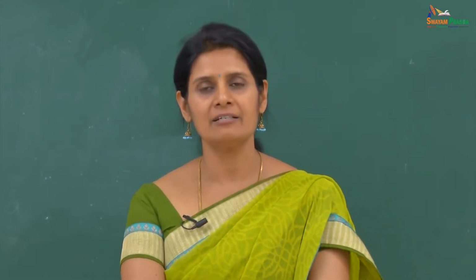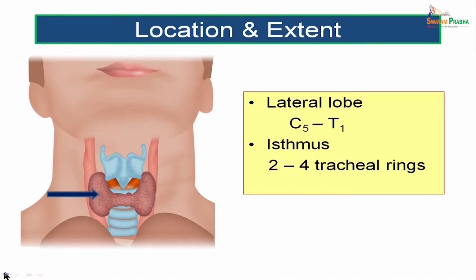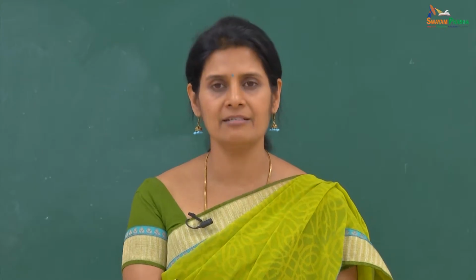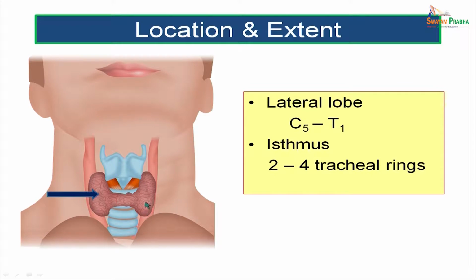Now, let us look at the position of the thyroid gland. Thyroid gland is situated in front of the neck. When you look at the vertebral level, it extends from the 5th cervical vertebra to the 1st thoracic vertebra, that is opposite C5, C6, C7 and T1. This extent is for the lateral lobe of the thyroid gland. And where is this lateral lobe? This is the lateral lobe, and the extent is from the C5 vertebra to T1 vertebra, the lateral lobe.